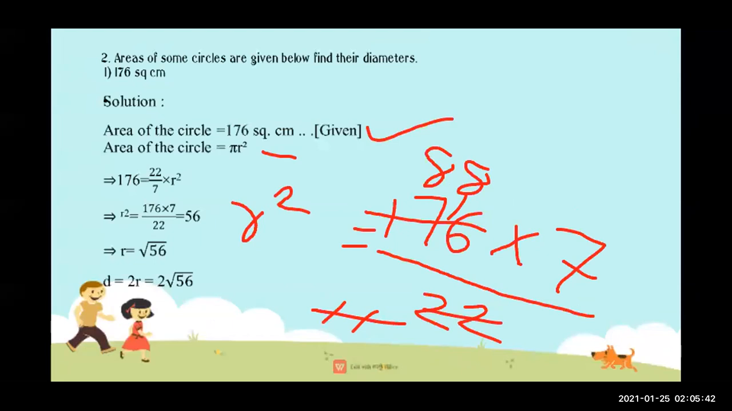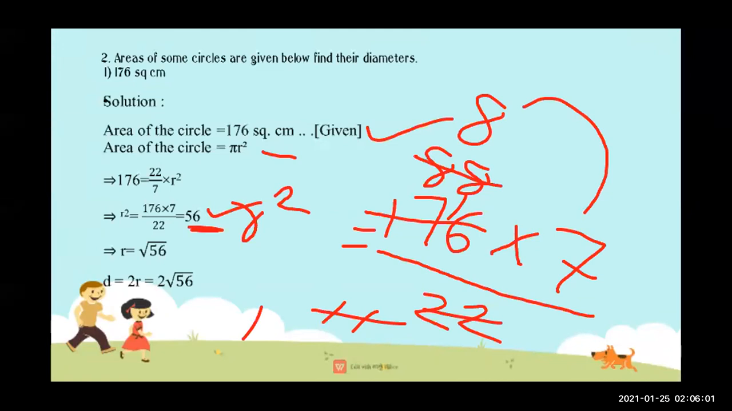Next, 11 ones are 11, 11 eights are 88. Now we have to multiply 8 into 7 because downward 1 is remaining. Now 8 sevens are how much? 8 sevens are 56. You can see over here 8 sevens are 56.